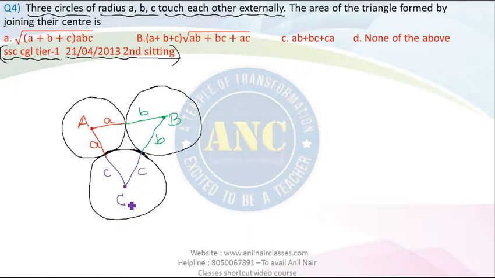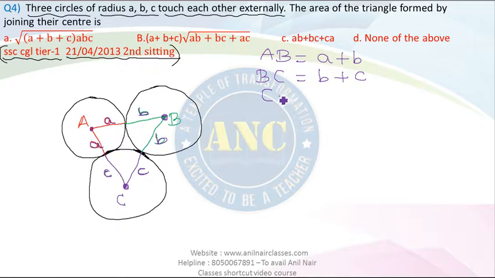Very easy. That means the first side is AB. That AB is nothing but small a plus small b. I hope you are understanding. AB value is small a plus small b. Second side is BC. BC value is small b plus small c. BC is small b plus small c. Third side is CA. CA is nothing but small c plus small a.